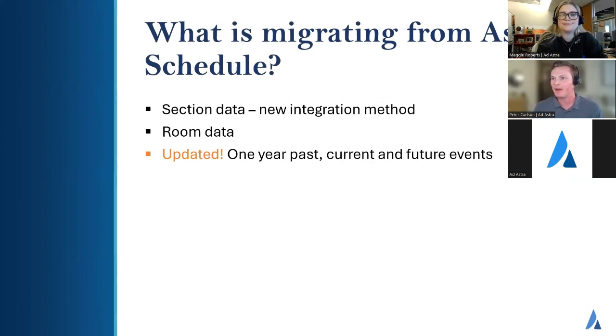All right, and then my last slide here: what is migrating from Astra Schedule over to our central scheduling? What are we going to do through that project? What is that going to look like? So a few things. First off, we're going to be taking all of your section data. Now, this section data will be through a new integration method, so we will have to have some IT resources involved as part of that project. But we'll be able to set up that section data to be importing in on a daily basis, and then we'll be able to set up on-demand publishing or writeback to your student information system as well.